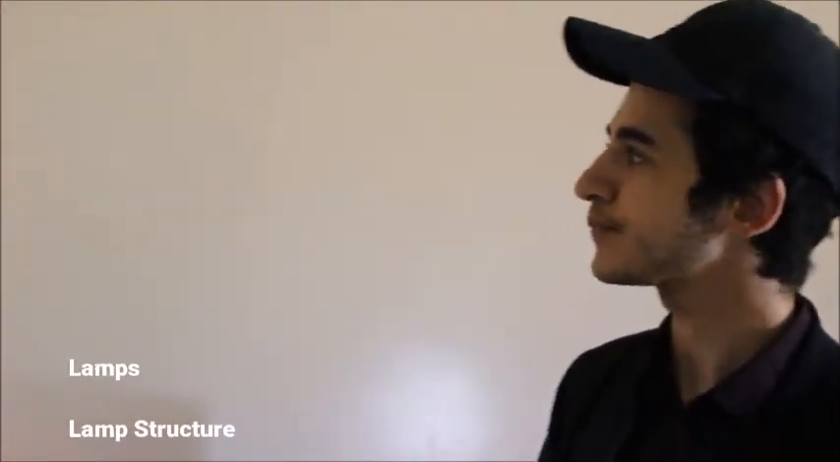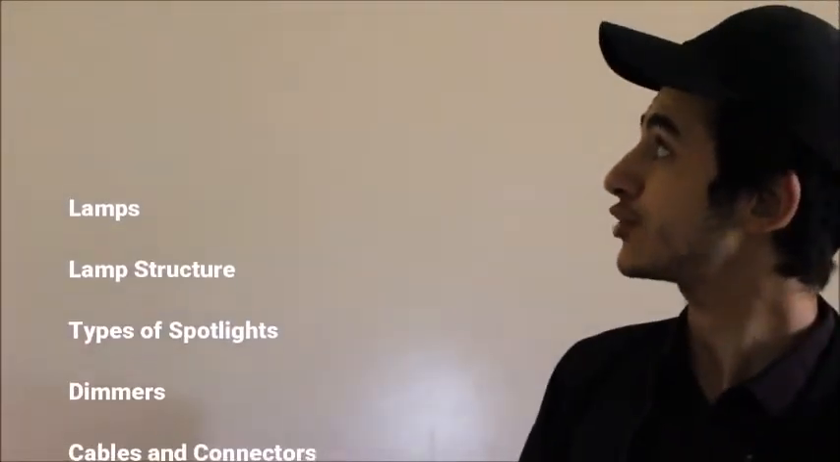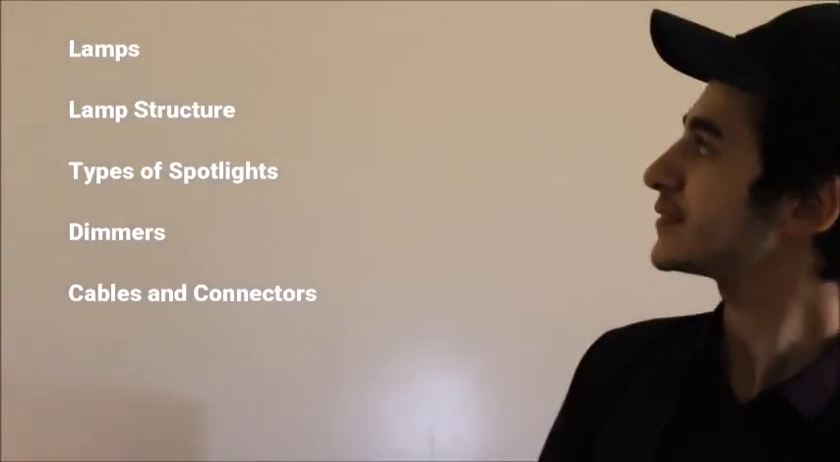Today we have a few lighting experts to compete for a very big prize, a lifetime supply of light bulbs. Now, without further ado, let's see what our categories are. Lamps, lamp structure, types of spotlights, dimmers, and cables and connectors. Person 1, what's your pick? I'll take types of lamps, 400.